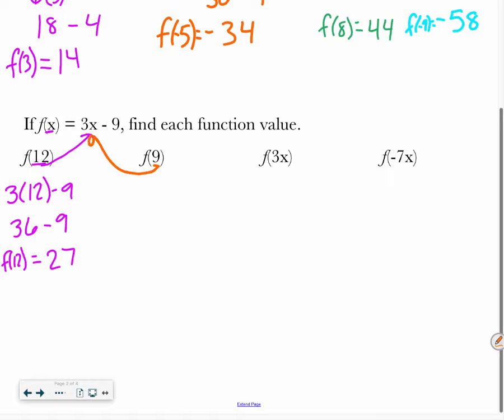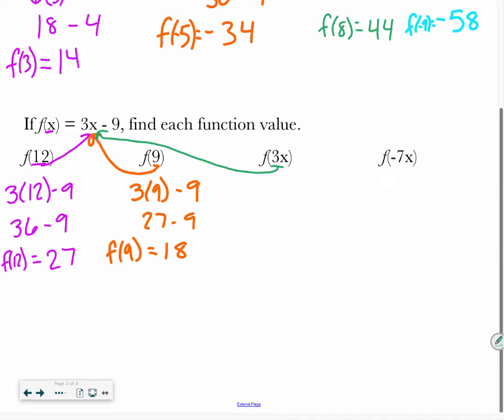Again, I replace x with 9. I say 3 times 9 minus 9. So 3 times 9, we have 27 minus 9, that's 18. So I say f of 9 equals 18. This one's a little bit different, only because it's not just a number. But I set it up exactly the same. Instead of writing x, I'm going to write 3x, minus 9.